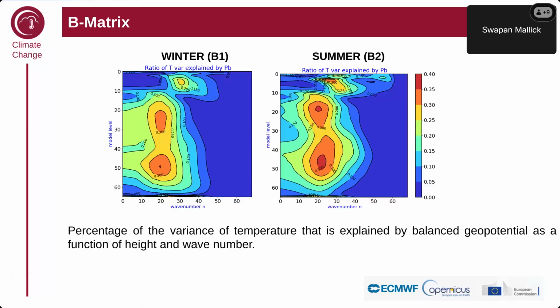This figure represents the percentage of variance of temperature that is explained by balanced geopotential as a function of height and wavelength. So this is the variation of temperature. Here also, this figure represents the difference between summer and winter. In summer, the variance of temperature is clearly higher because of the presence of the humidity or moisture field, whereas in winter the magnitude is lower. Although, as I mentioned, the domain is quite large, and this is a single matrix which covers one third of our globe in the Pan-Arctic region, it is still captured well at different wavelengths.